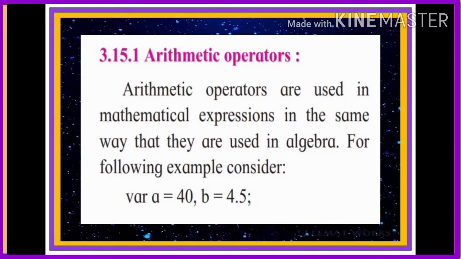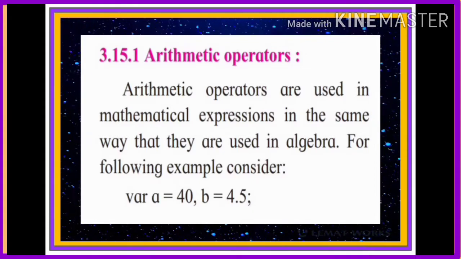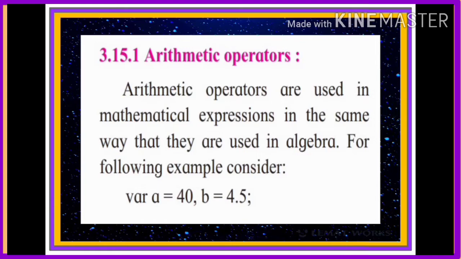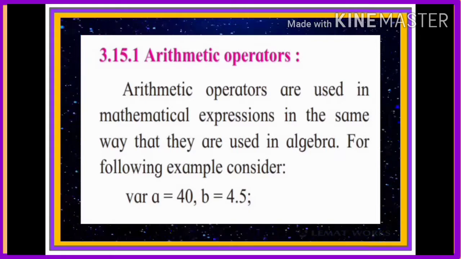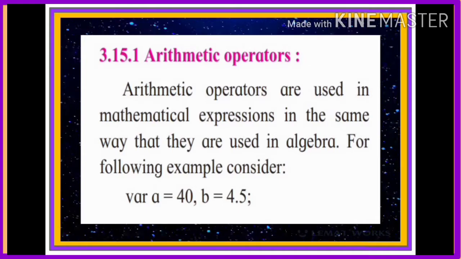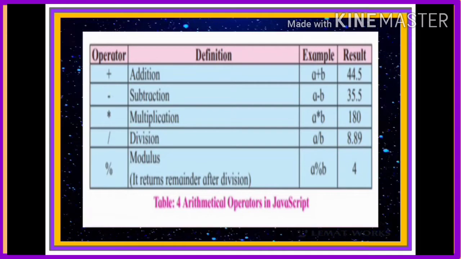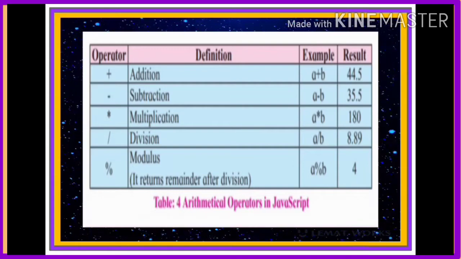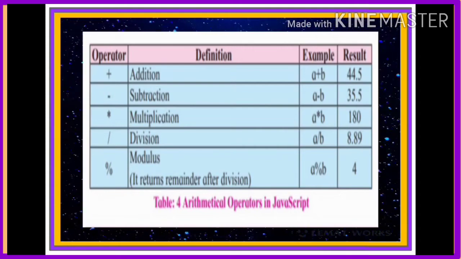For example, following is the example where a is a variable declared by using var keyword, var a equal to 40 and second variable b equal to 4.5. Here equal to is an assignment operator, means 40 is assigned to a and 4.5 is assigned to b variable. The table shows arithmetic operators: plus, addition, minus, subtraction, asterisk, multiplication, slash, division and percentage, modulus operators.